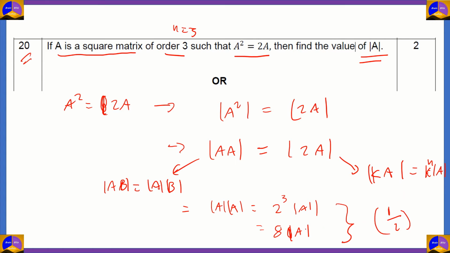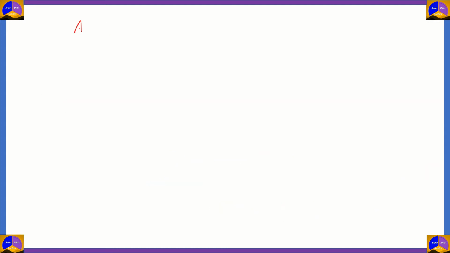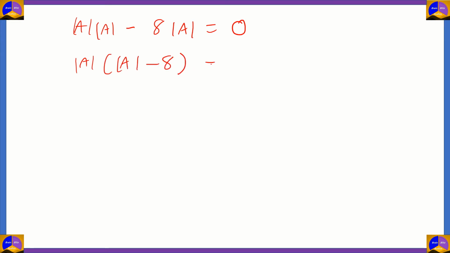Next, we're going to pull 8 times determinant of A to the left hand side. So that means determinant of A times determinant of A minus 8 times determinant of A equals 0. We'll take determinant of A as common, and determinant of A minus 8 in the bracket gives you 0. This step gives you 1 mark.